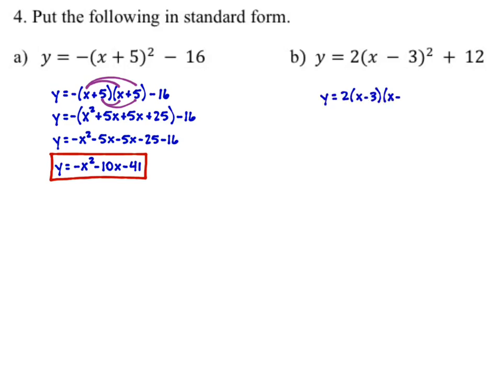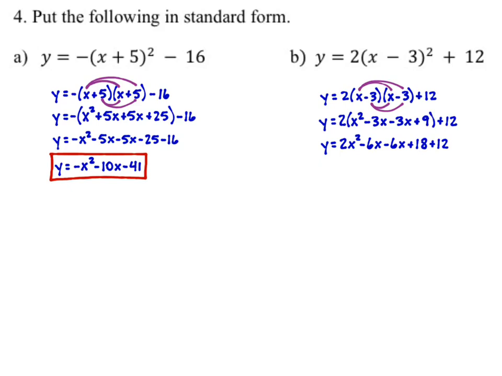You're going to get 2 times x minus 3 times x minus 3 plus 12. When I multiply all of that out, I get x squared minus 3x plus 9. And then I still have to multiply it by that 2 in front. So I'm going to multiply that by 2. I get 2x squared minus 6x plus 18, and then the plus 12. Combining like terms, you get y equals 2x squared minus 12x plus 30. We've had a lot of practice with converting things to standard form, so that should be pretty easy.